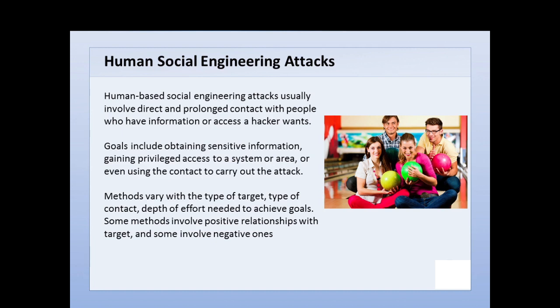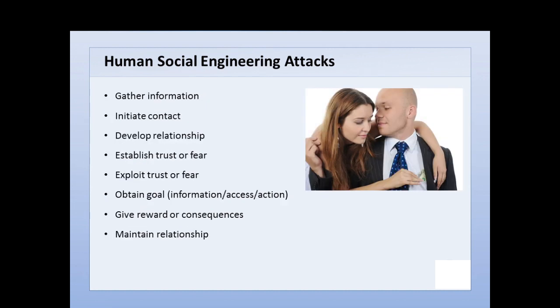Hackers are not above doing these things to get what they want if they really want their goals met. Now, the typical model for human social engineering attacks, whether it's positive or negative, follows a process. First of all, you may gather information about the target. What you want to know is their habits, their history as much as you can. Not just things that everyone knows, but things that very few people know. Things that you might use against them or leverage against them to get that contact and maintain it.